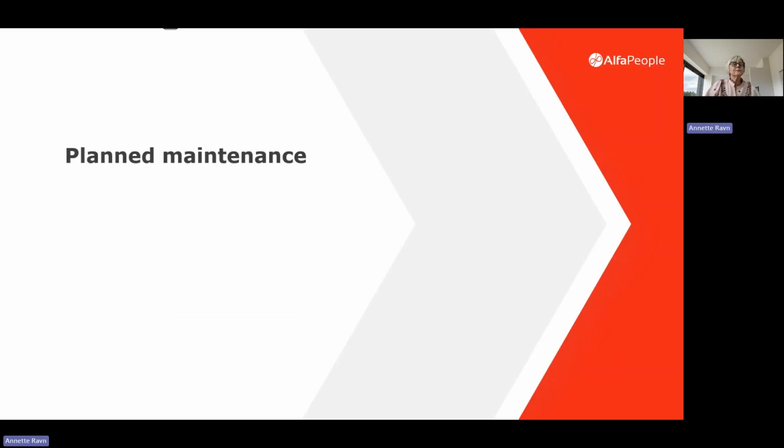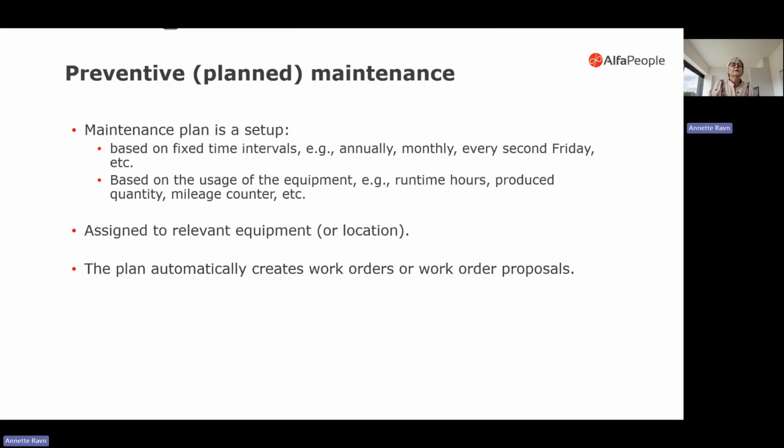So once we've set up our assets, we need to set up the maintenance plan. The maintenance plan is the key concept for handling preventive or planned maintenance. And there are two ways you can set it up. You can set it up based on fixed time intervals. For instance, this job needs to be done annually or monthly or every Friday. And these always come on a periodic basis.